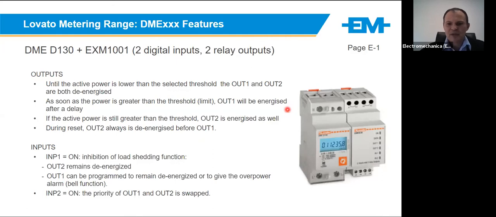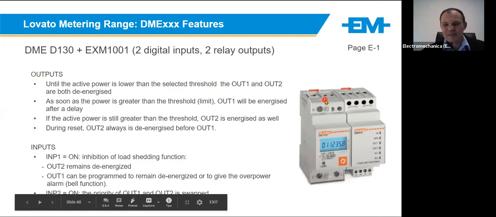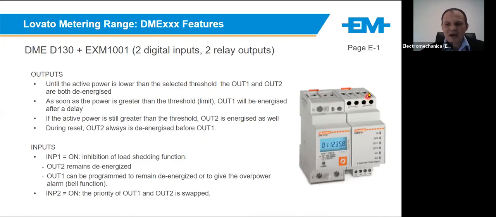In our example, we will say, until that active power is lower than a selected threshold, we can say that limit is, say, 5 kilowatts. As long as I'm not exceeding that limit of 5 kilowatts, my outputs, which I've added on, are not energized. I exceed the 5 kilowatts based on a set of rules, and I will trigger an output. I may energize or de-energize an output on a delay.